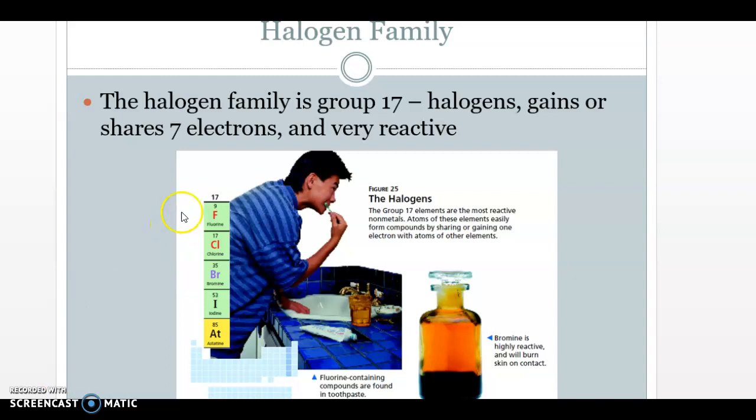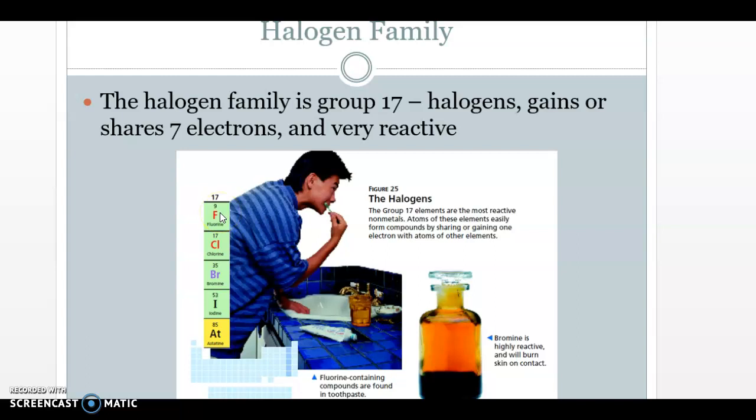So fluorine and chlorine are 2 gases. Then we have bromine, which is one of our liquids on the periodic table, along with mercury, which is also a liquid. And then we have iodine and astatine, which is a metalloid. But the rest of these are all nonmetals. So again, a big part of these groups, or these families, being nonmetals.